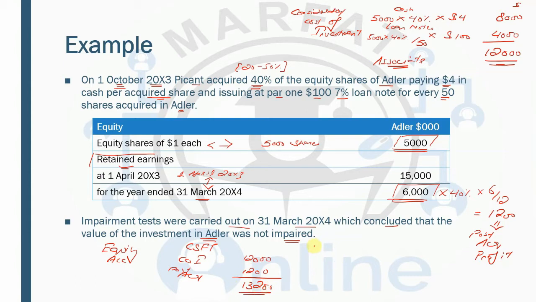position. And in the consolidated statement of profit or loss, there will be the post-acquisition profit only because there is no impairment, and 1,200 will be recorded over there. So this is how you are going to calculate the associate.